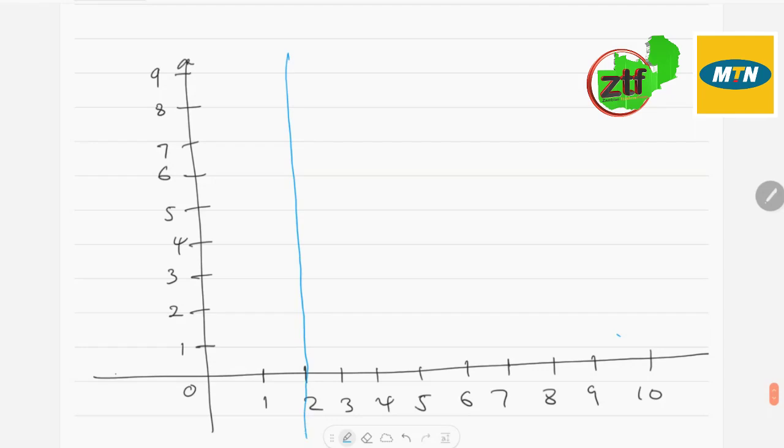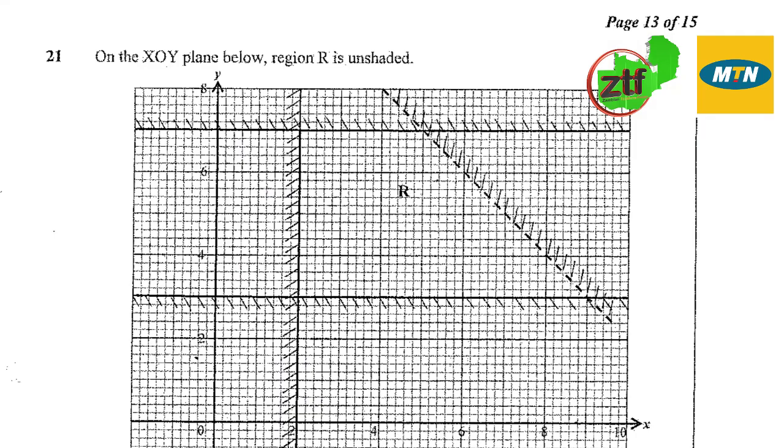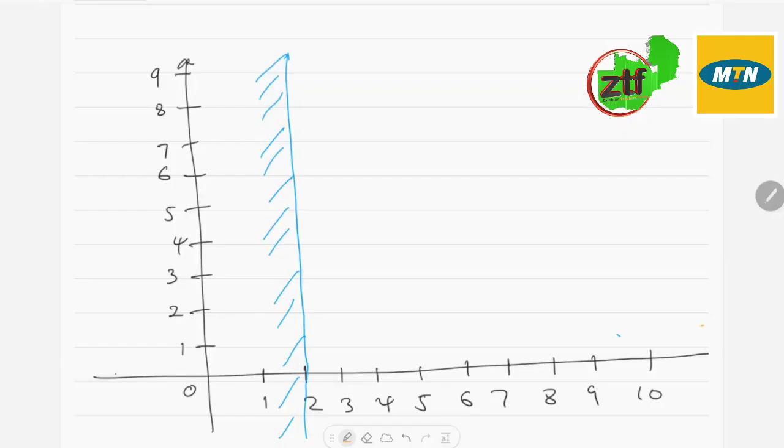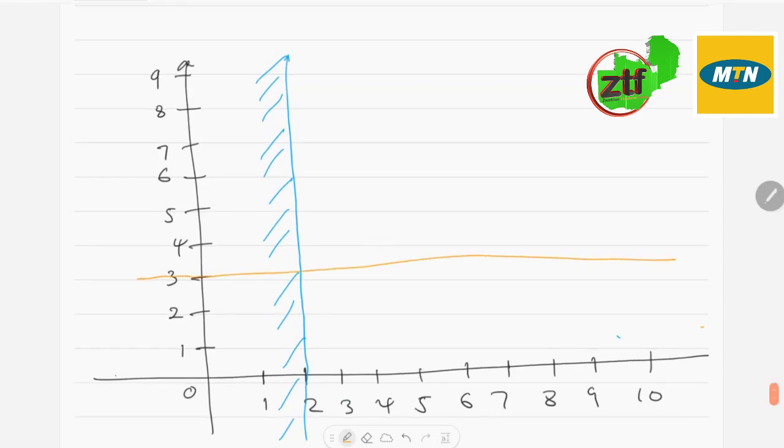All right. Then this line is shaded on this side. Then we have another constraint there. It is passing at point 3, going into this direction, and this is shaded down here. Don't worry about my sketch. These are straight lines I'm drawing.